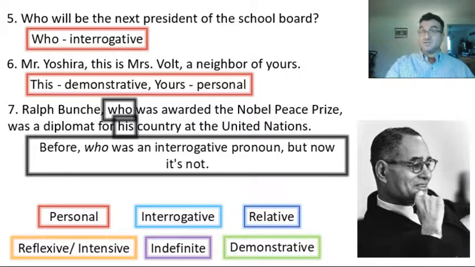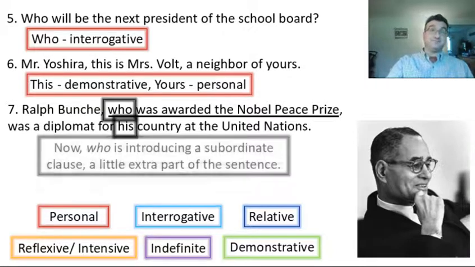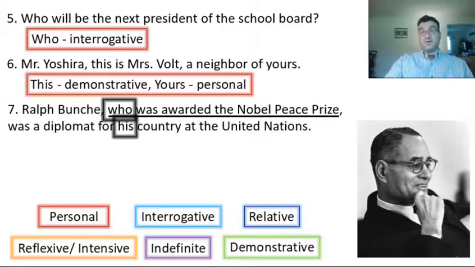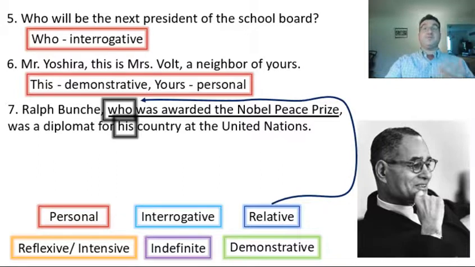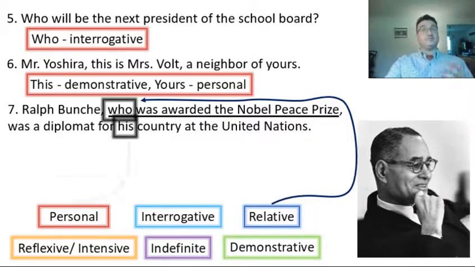Now, it's interesting because before, up in number 5, who was an interrogative pronoun, but now it's not that type of pronoun. Now, who is introducing a subordinate clause, a little extra part of the sentence. You can see it underlined. So which type of pronoun introduces subordinate clauses? That's a relative pronoun. Next, his is similar to I, you, yours, and her, which we've already seen, and it's a personal pronoun. So it just goes to show that who, sometimes it was interrogative, but in this case it was doing the job of introducing a subordinate clause, so it's a relative pronoun.